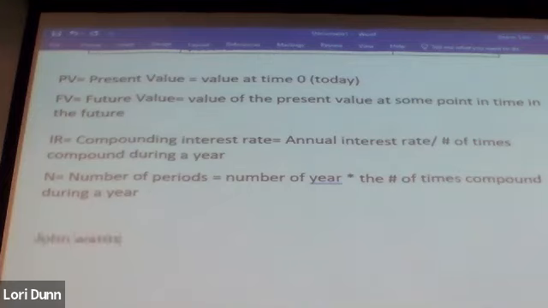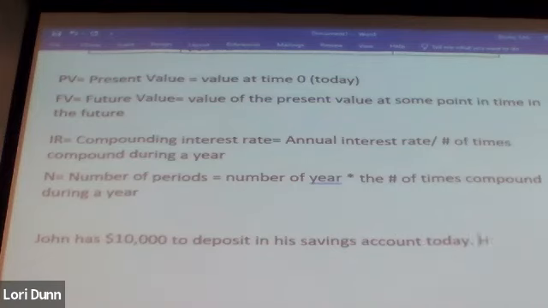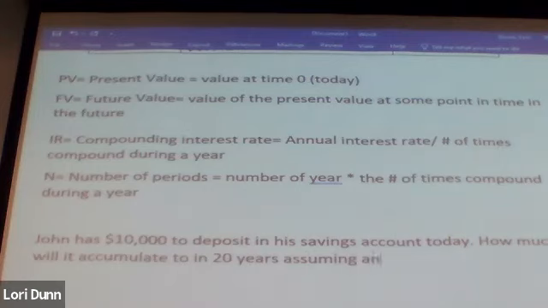John has $10,000 to deposit in his savings account today. How much will it accumulate to in 20 years, assuming an 8% interest rate?